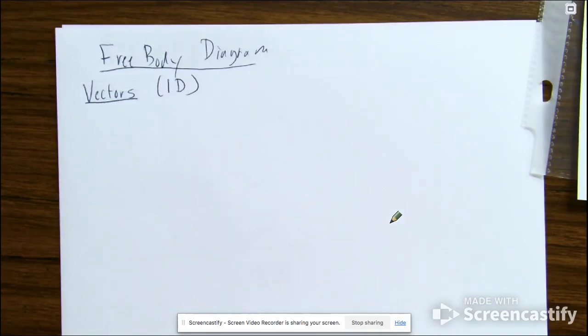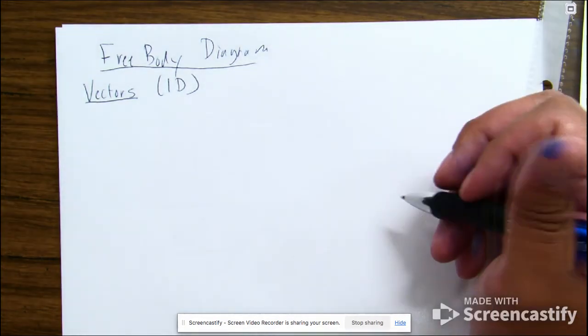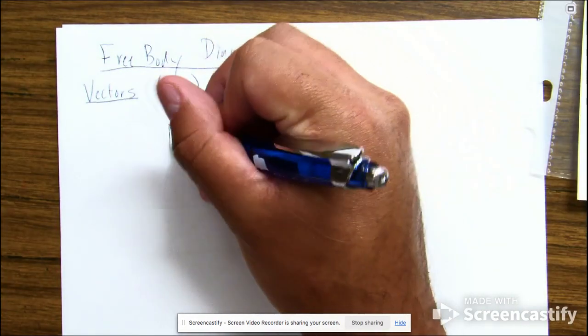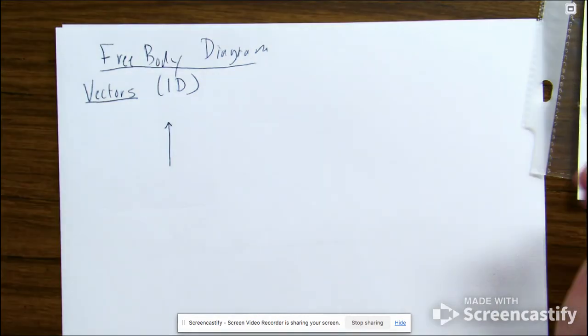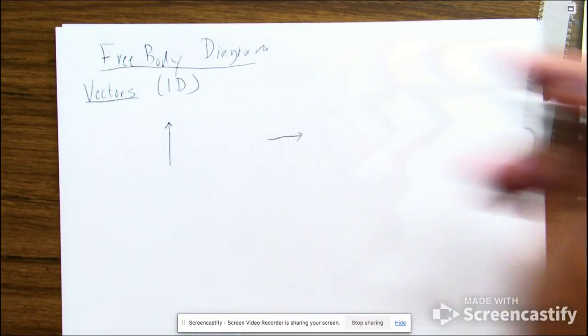Okay, in this video, we're going to go over how to free body diagram a mass on an inclined plane. The way I'm going to go about this is by doing a quick review of some basics. First, one-dimensional vector. A one-dimensional vector refers to a vector that points either up and down or left to right.